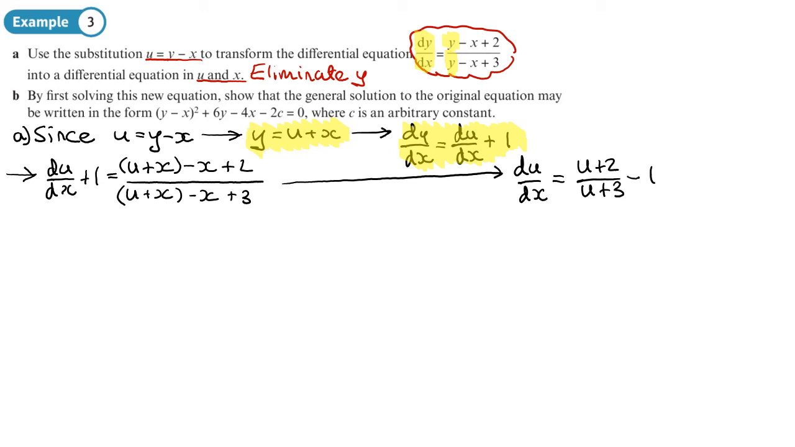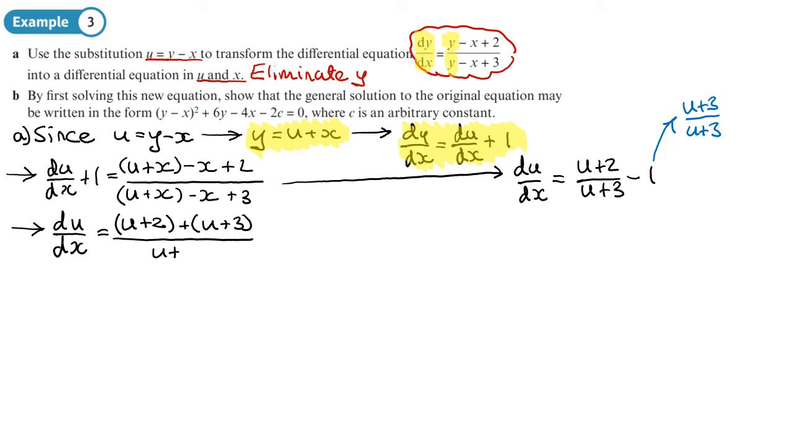Now I want to put these together. 1 is the same as u plus 3 over u plus 3. I want the same denominator, so I can put those together. That will give me du dx equals u plus 2, so that was there already, minus u plus 3 over u plus 3. So I've written the 1 as u plus 3 over u plus 3 and put it together with the fraction that's there. Sorry, I should have written minus here, not plus.